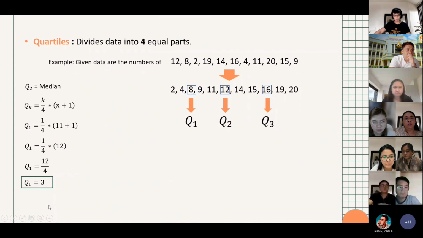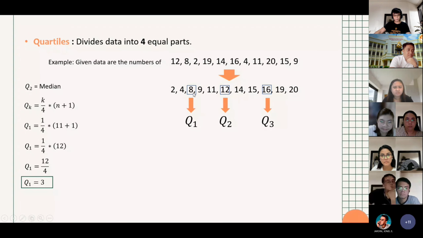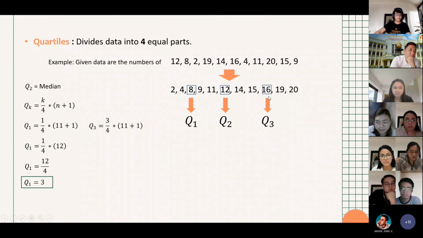3. So, sir, ano ba tong 3 na to? This is the location of our first quartile. So, bilangin natin, this is our first data. This is our second data and this is our third data, which is the first quartile. Naintindihan po ba? Okay, thank you.